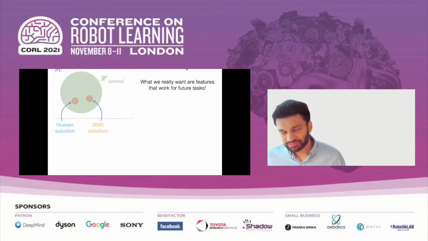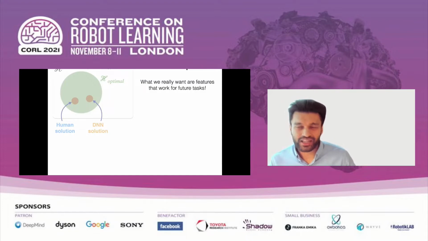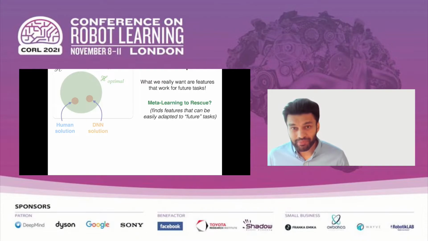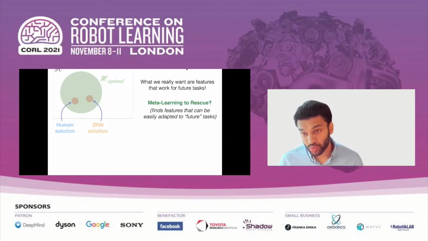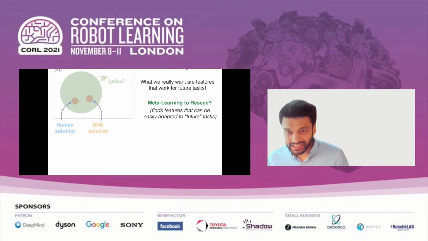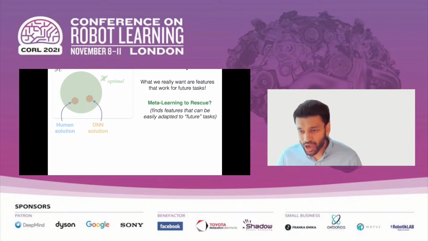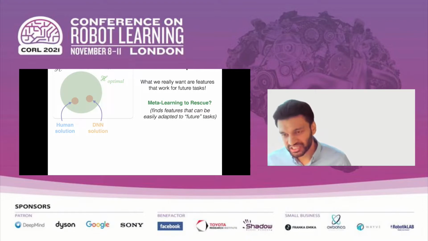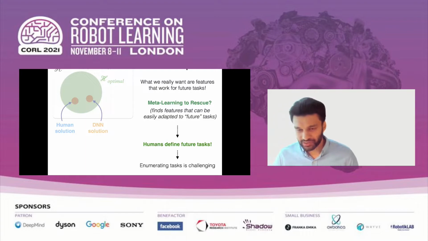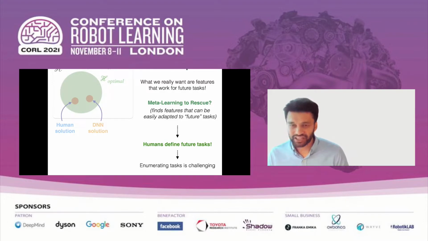Another perspective is, maybe what we really care about are features or solutions that work for future tasks. So maybe meta-learning can help us or rescue us from this problem, right? Because meta-learning finds features which can be easily adapted to future tasks. However, even meta-learning requires the knowledge of test time distribution, which is essentially specified by humans, and enumerating all possible future tasks is challenging. Therefore, even these approaches cannot fundamentally escape under specification.